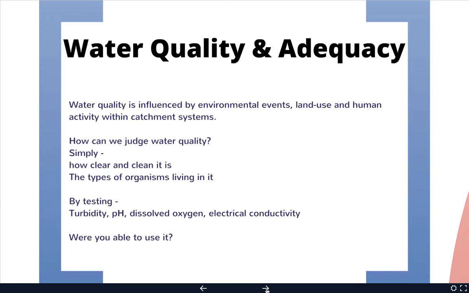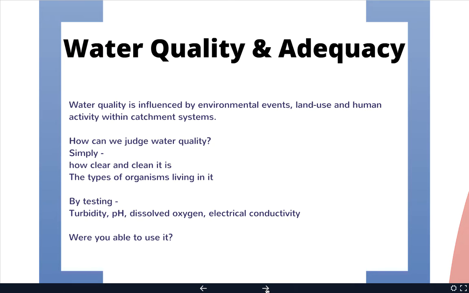Okay. How do we judge what the water quality is? There's a couple of ways. Nice and simply, how clear and clean it looks, and the type of organisms that live in it. So clean, clear water, generally flowing, but not always flowing, that has large diversity of organisms living in it, not just mosquitoes, but a whole heap of different things from fish to different types of water beetles. That would indicate that the quality of the water is quite good.